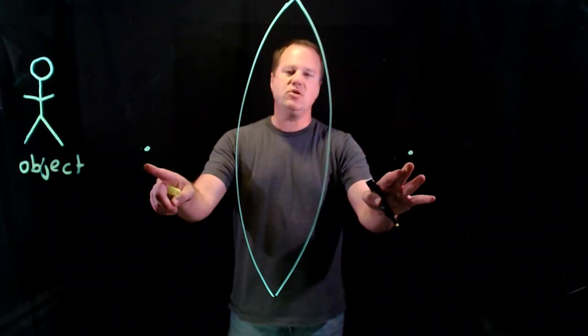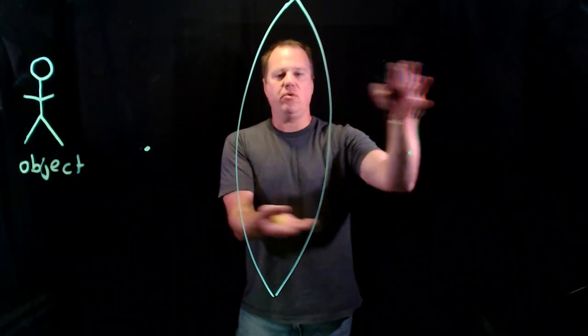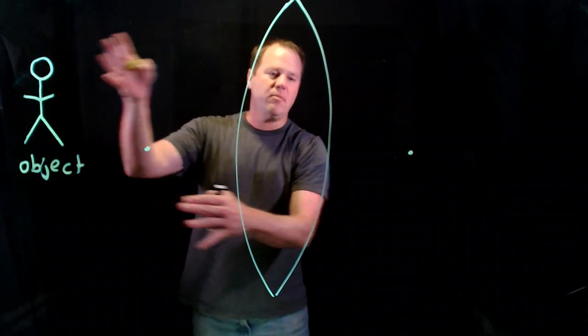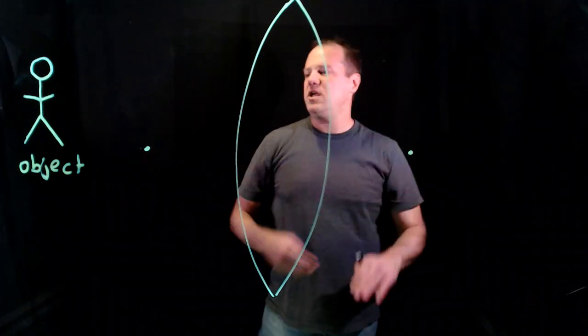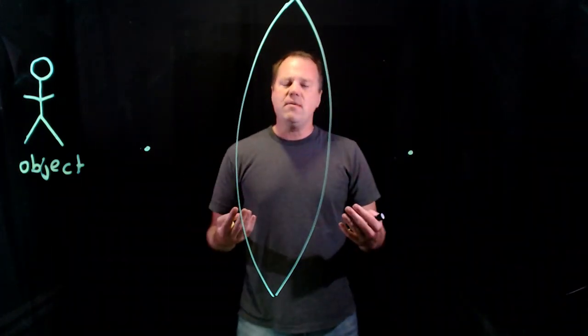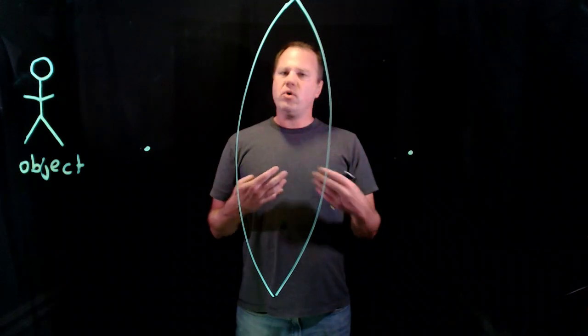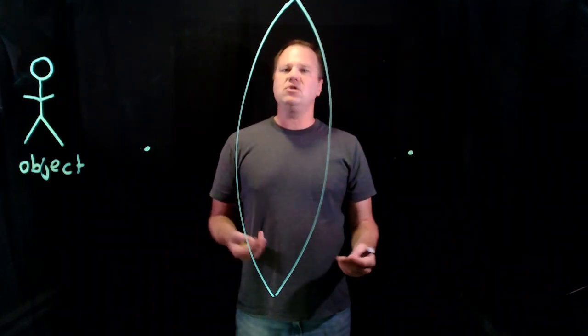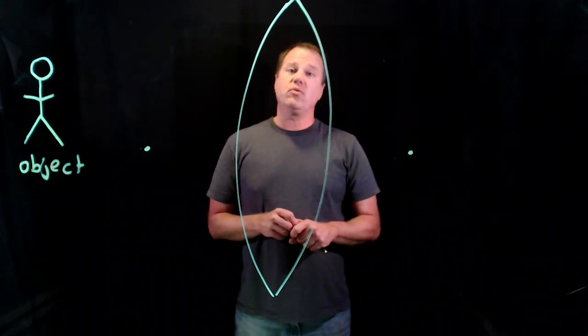Okay, and there's actually two focal points, because parallel rays from this side would converge to here, parallel rays from this side would converge to here. And I want to roughly predict the location and properties of the image using what's called a principal ray diagram.